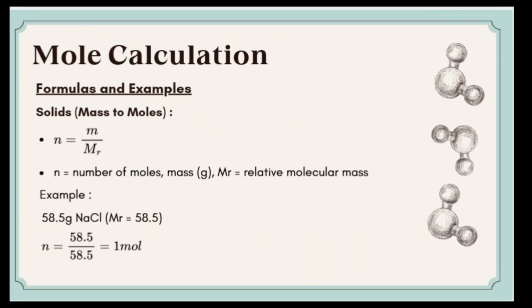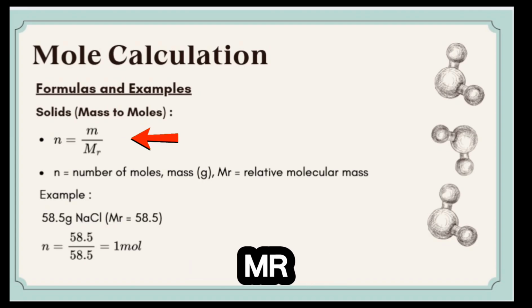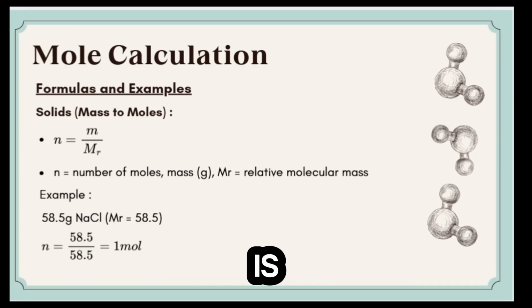Mole calculations. For solids, we use the formula n equals m over Mr, where n is the number of moles, m is the mass in grams, and Mr is the relative molecular mass. For example, if you have 58.5 grams of sodium chloride and its relative molecular mass is also 58.5, then the number of moles equals 58.5 over 58.5, which gives us 1 mole.